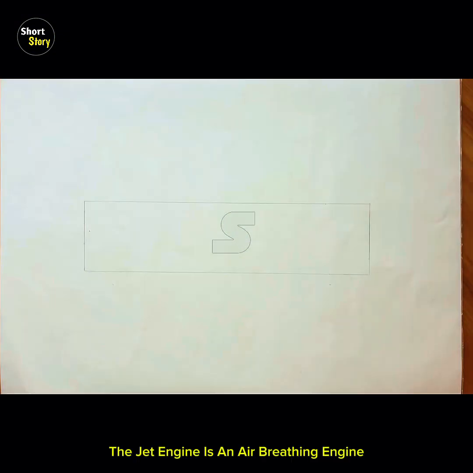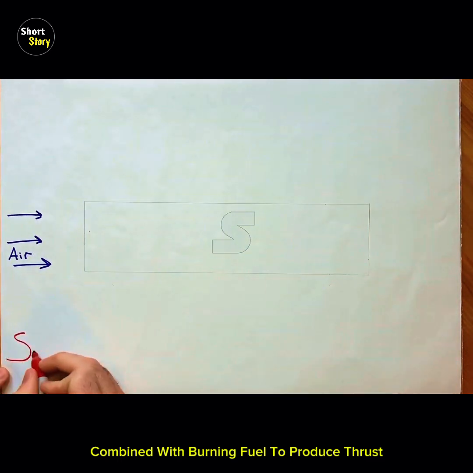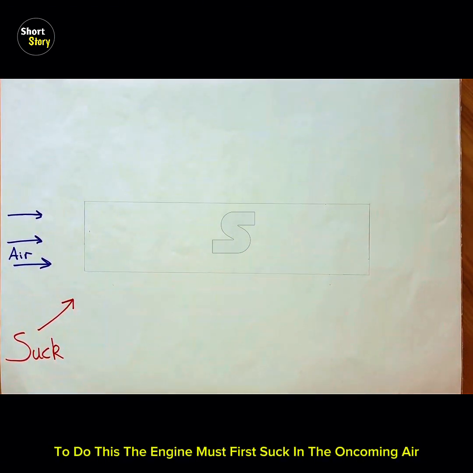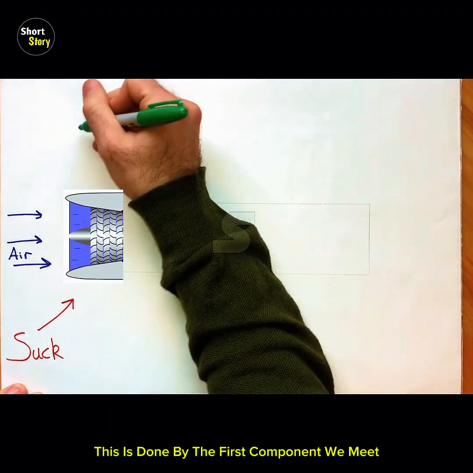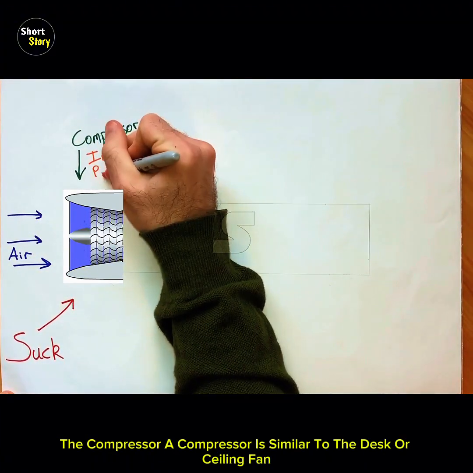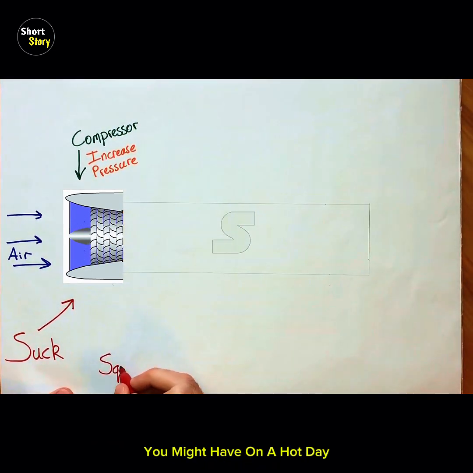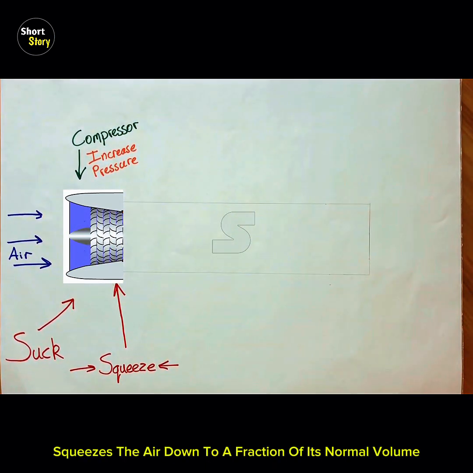The jet engine is an air-breathing engine, meaning it uses the air around us, combined with burning fuel, to produce thrust. To do this, the engine must first suck in the oncoming air. This is done by the first component we meet, the compressor. A compressor is similar to the desk or ceiling fan you might have on a hot day. The compressor squeezes the air down to a fraction of its normal volume.